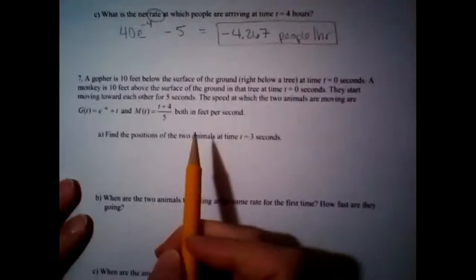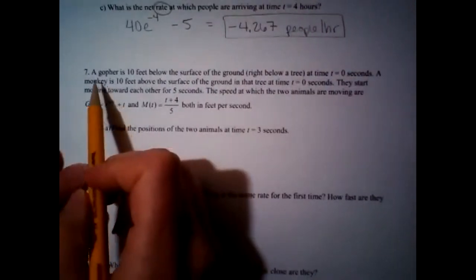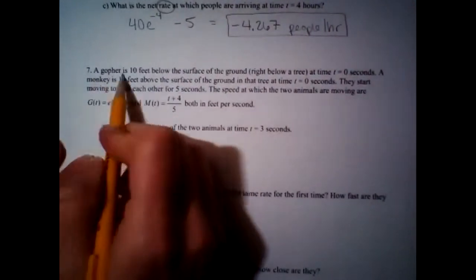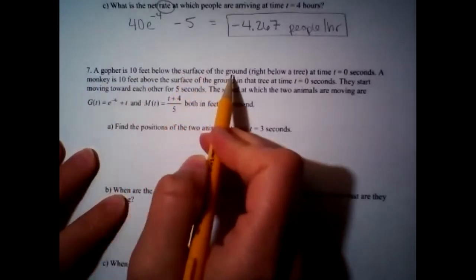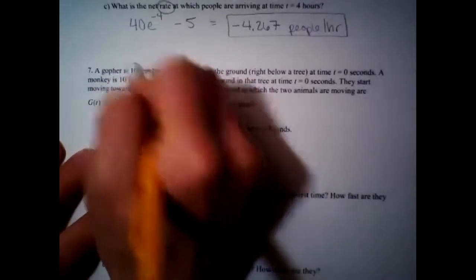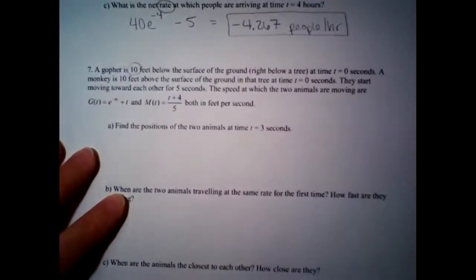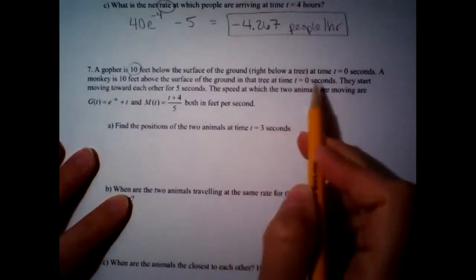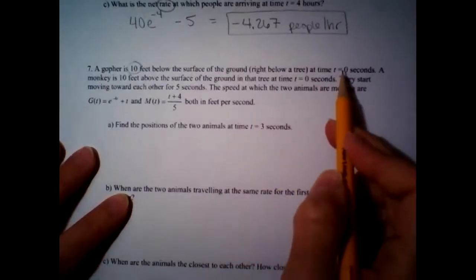This one's about a gopher and a monkey. Math word problems are always so silly, right? A gopher is 10 feet below the surface of the ground. That is his initial condition. He's underground because he's a gopher, all right? He's burrowed down into his den, 10 feet below the surface of the ground, right below a tree at time 0 seconds when our story begins.